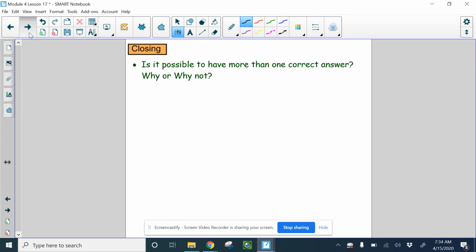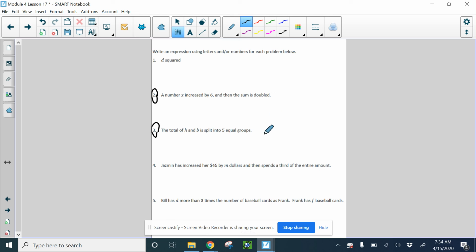What you guys are going to do at the end of the video right now is work on these 2 problems right here. So a number x is increased by 6, okay? And then that whole entire sum is doubled. So remember, we want to be adding first and then doubling that whole entire quantity. So you might need some parentheses in that one. Now I have the total, remember, total means to add, of h and b. So I want to combine that together. So again, I might want some parentheses on this one. And if it's split, remember, split means to divide. So you guys are going to try those problems on here.